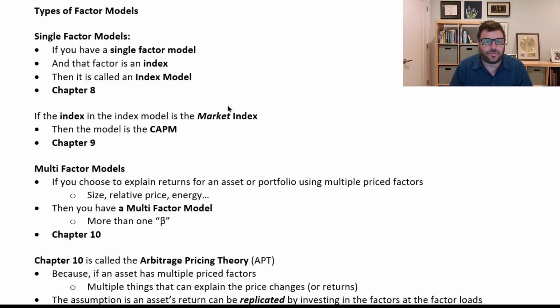So here are the types of factor models. The first is a single factor model. If you choose to have just a single factor describe prices, then this is a factor model. A subset of factor models is if the factor you have chosen is an index, then we refer to this as an index model. And this is fully described in chapter 8, along with a lot of regression math. Next, if that factor is an index, and that index is the market index, then this is a specific type of single factor index model, the capital asset pricing model. And chapter 9 delves into this.